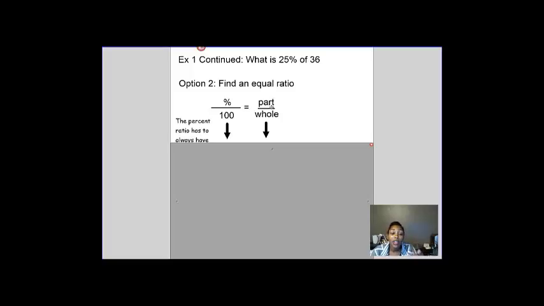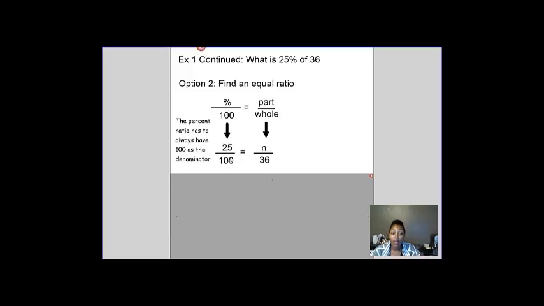So when I'm looking at this fraction, I have to decide, what is 36? Is 36 just a piece of something bigger, or is 36 the whole thing? Well, if I'm trying to find what is 25% of 36, that means I'm trying to find a piece of 36. So that means 36 has to be the whole thing. So when I set up my ratio, I've got 25 over 100, because remember the percent always has to have 100 as the denominator. And then the second ratio is part over whole.